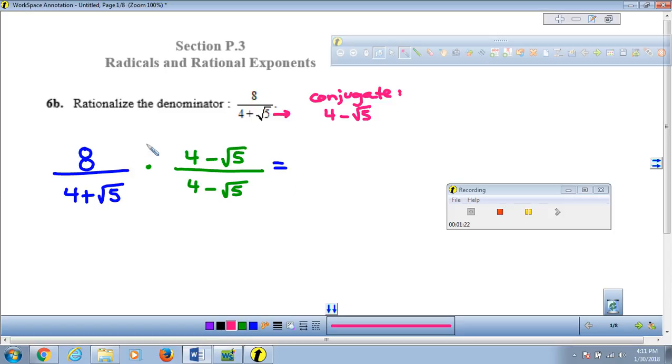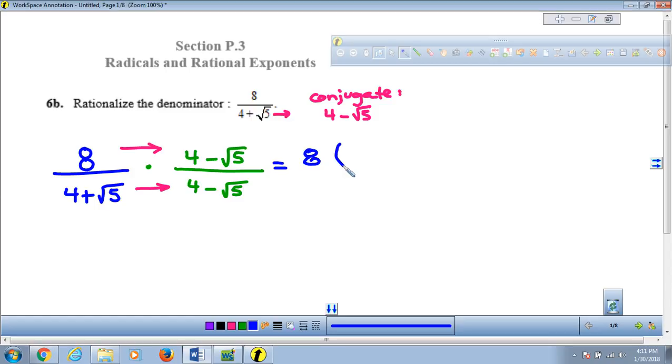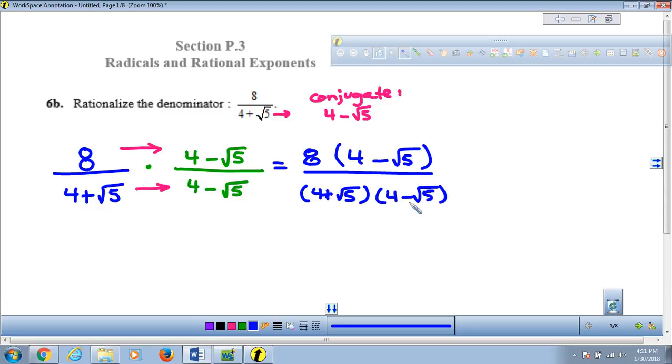So you're going to multiply across numerator times numerator, denominator times denominator. So 8 times 4 minus the square root of 5 is the numerator. Denominator is going to be 4 plus the square root of 5 times 4 minus the square root of 5. So then now we have to focus on simplifying this. And my main focus right now is going to be simplifying the denominator. I'll come back to the numerator in a little bit.